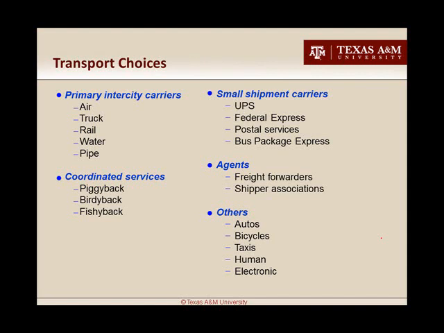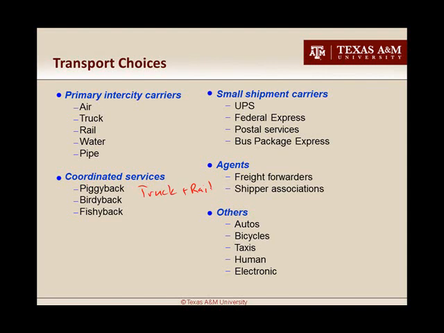We have coordinated services. There are different names for different combinations. The most famous one is the piggyback. In this case, you use truck and rail to deliver products. For example, you may pick up something, take it to the rail station, and then put it in a rail car, and take it to the destination.